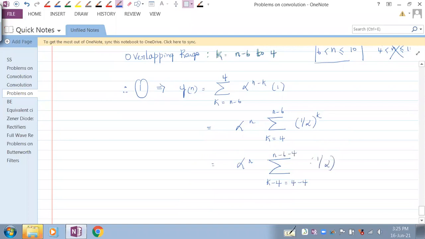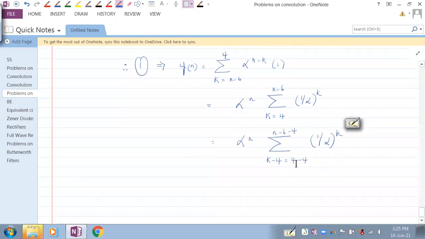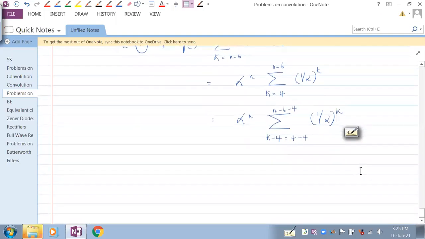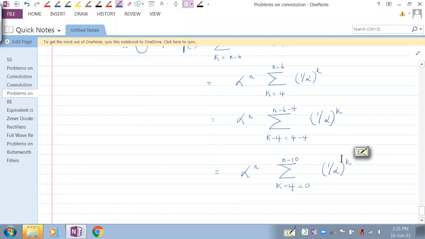Everybody understand what I did here? Why did I do this? Because I want my lower limit to be starting at 0. So how does it look like? Alpha power n summation k minus 4, 0 to, now this upper limit would become n minus 10, 1 by alpha to the power k. This is how it looks like.